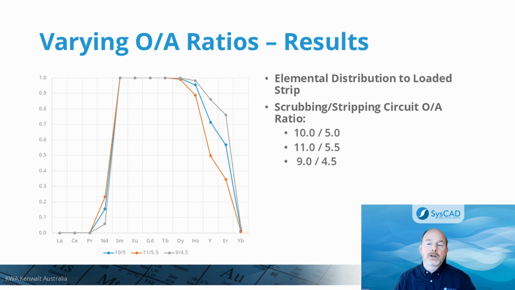The changes seen here are qualitatively as expected. More organic flow relative to aqueous flow, i.e. higher OA ratios, shifts elements away from raffinate and more towards strip solution and heavy strip solution.